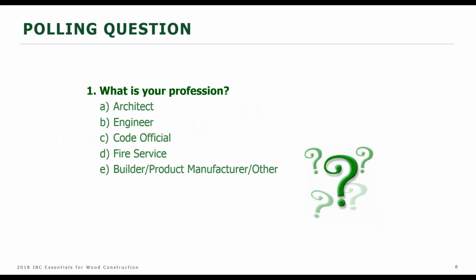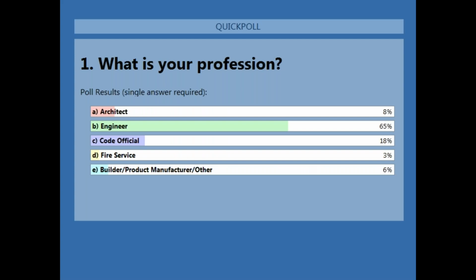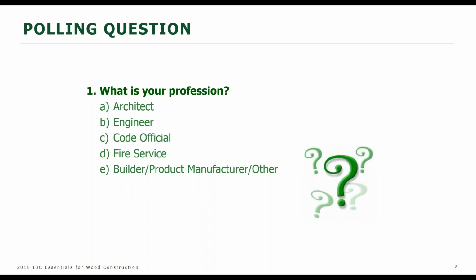All right, we're going to have some poll questions. Here's the first one. Of course, there's no incorrect answer. Marcy? Easy peasy. Let us know what your profession is. So we've got 65% engineers, 18% code officials, and a little bit of everybody else. And no matter your profession, we are delighted that you are here and welcome, and hope that you find something of value.